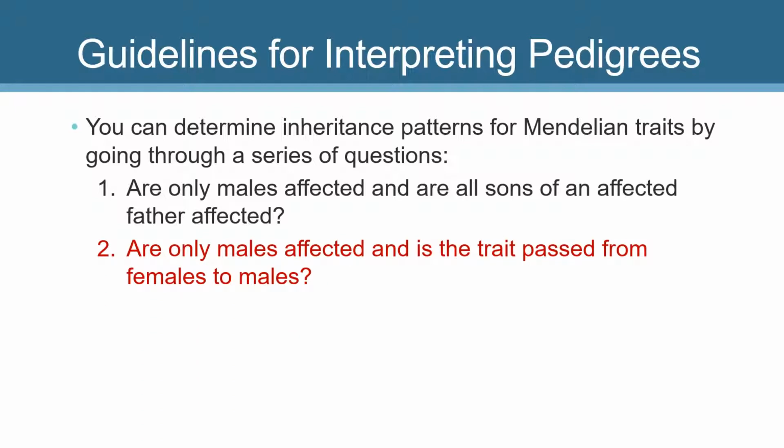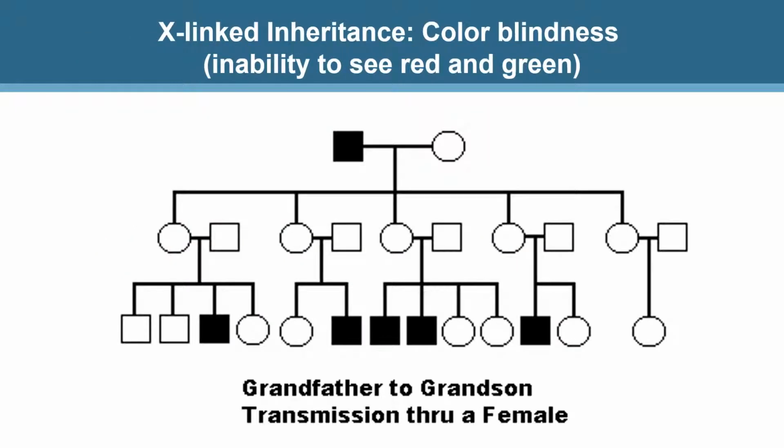The next question you can ask is, are only males affected, and is the trait passed from females to males? In this case, this is an example of X-linked inheritance. Males receive an X chromosome from their mother and a Y chromosome from their dad. Since males only have one X chromosome, any defects or alterations on that chromosome will show up as an X-linked trait. And color blindness in men is one of the most common X-linked traits.